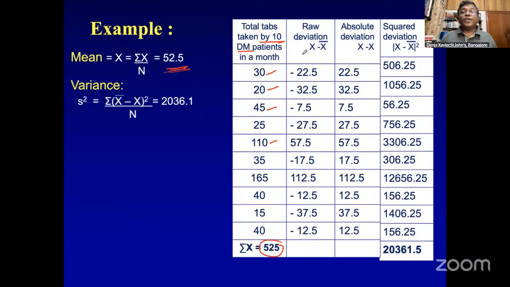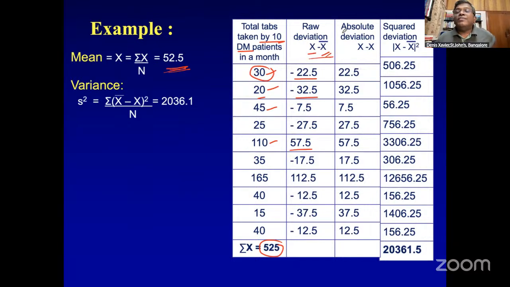Now I take this 52.5 and subtract it from each data point, or we look at the difference between the overall mean and each of the data points. So 52.5 minus 30 gives me 22.5. 52.5 minus 20 gives 32.5, so on and so forth. 52.5 minus 110 gives us a negative value here. So x is the actual number, x bar is the mean. So raw deviation means x minus x bar.